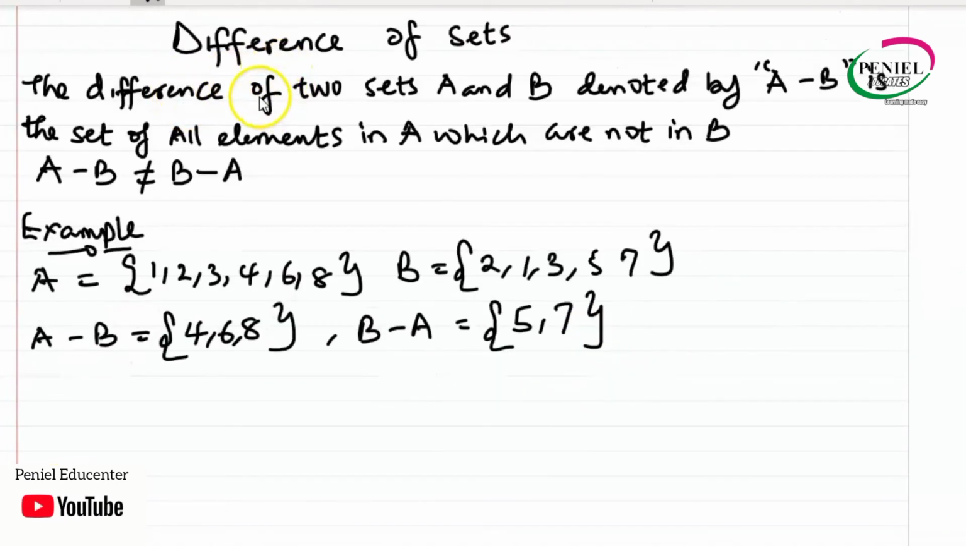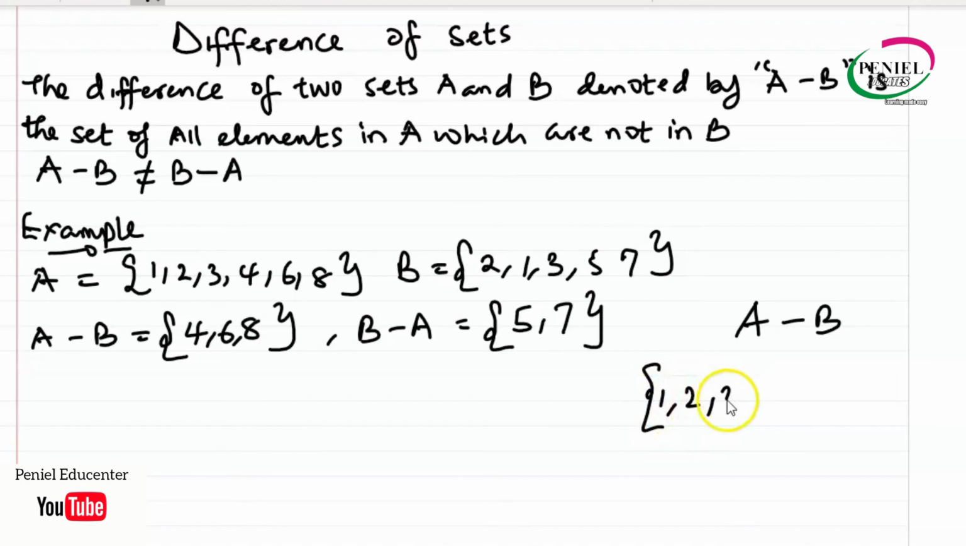So let us look at difference of sets. The difference of two sets A and B, denoted A minus B, is the set of all elements in A which are not in B. Before the example, A minus B can never be B minus A. So let's take, for example, a set A to be 1, 2, 3, 4, 6 and 8, and B to be 2, 1, 3, 5, 7. So I want to do A minus B. In A, I have 1, 2, 3, 4, 6, 8.